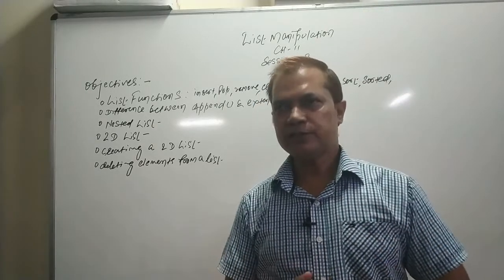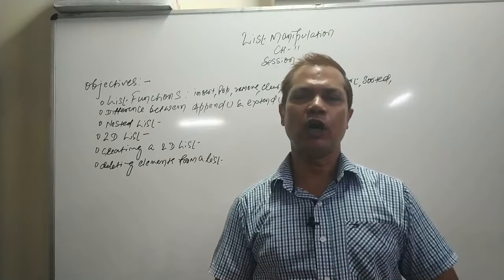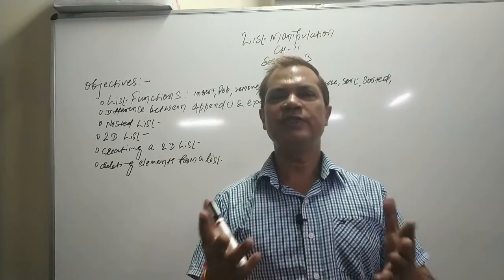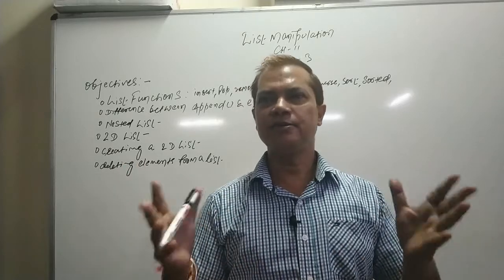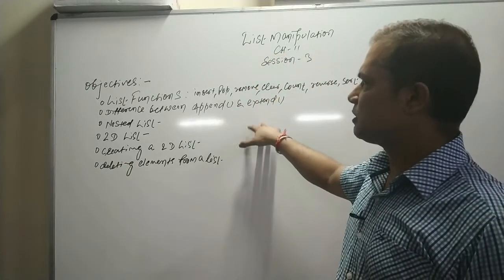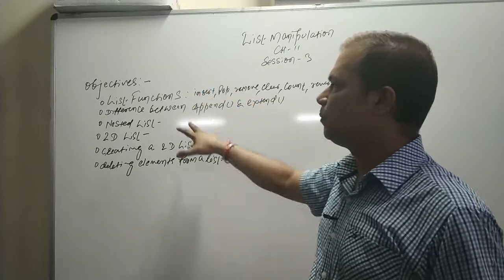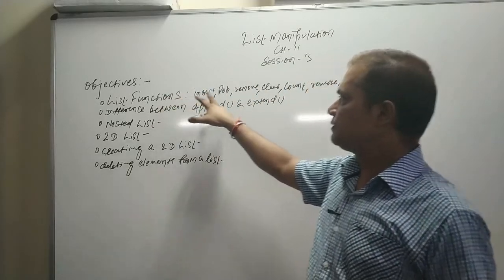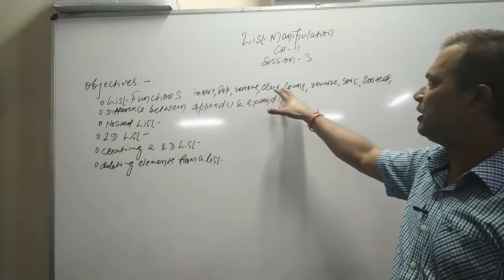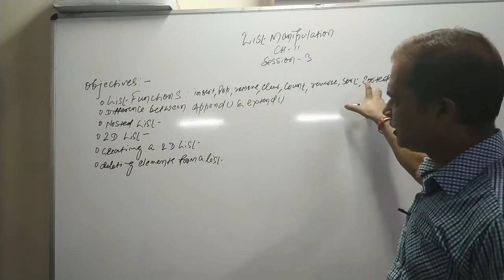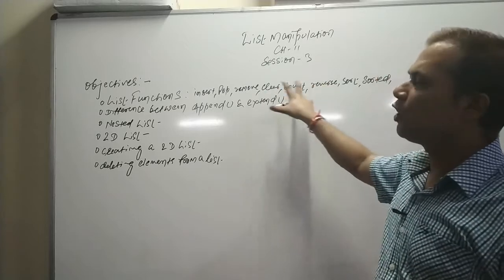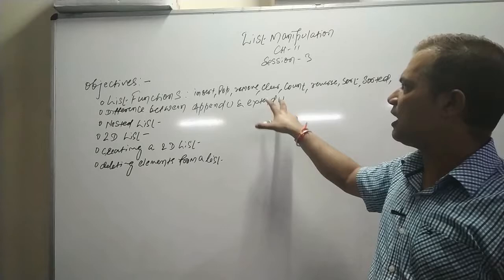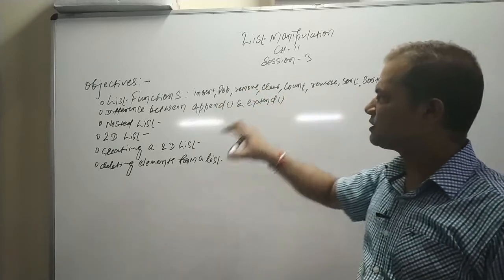In two sessions, you have seen certain functions of the list, what a list is, and the different ways to create a list. Today we are going to discuss some of the functions which we couldn't complete in session 2. The objective is list functions like insert, pop, remove, clear, count, reverse, sort and sorted. I'll discuss all these functions and their purpose at length. Then we'll discuss the difference between append and extend, and the difference between sort and sorted.